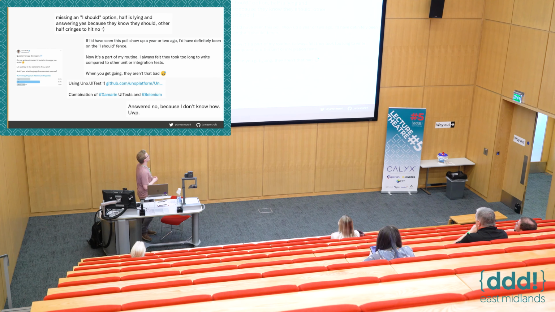The second one on here, if this poll was up a couple of years ago, they would have been on the "I should" fence, but now they've incorporated it into their daily routine. They feel that in the past, it's taken them a long time to write UI tests, and that might resonate with some people. It does take a while to write a UI test when you compare it to writing integration tests for your apps, for your APIs.